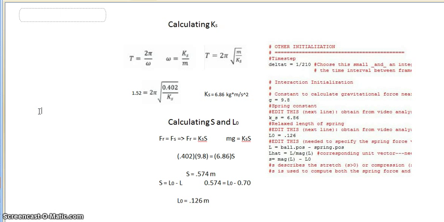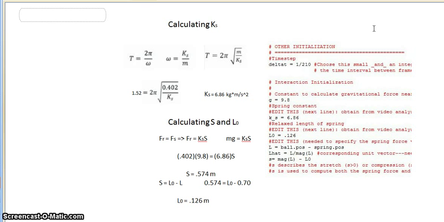To do this, I used the data from Tracker to find the period and solve for the spring constant, which I found to be 6.86 kilograms times meters per second squared. I used this value to determine the stretch of the spring, which I found to be 0.574 meters, and used that value to find the relaxed length of the spring, which is 0.126 meters. I plugged these values into the code here to be used in the model.